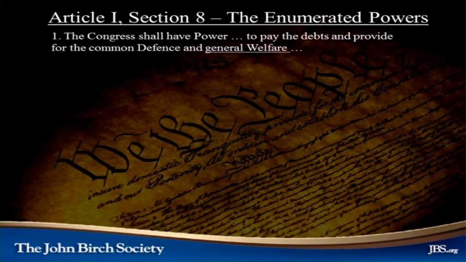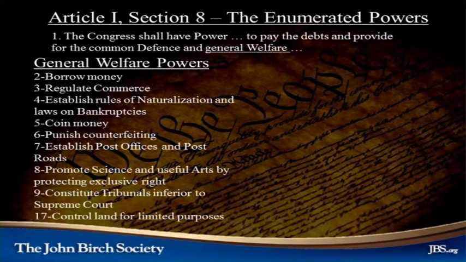It starts off at the top, Clause 1, the very first line in Article 1, Section 8. If you want to follow along, this is on page 17 in your pocket Constitution. It starts off with, the Congress shall have power to pay the debts and provide for the common defense and the general welfare. And then the next 9 clauses: borrow money, regulate commerce, establish rules of naturalization and laws on bankruptcies, coin money, punish counterfeiting, establish post offices, post roads, promote science and useful arts by protecting exclusive rights, that being like patents and that type of thing, constitute tribunals inferior to the Supreme Court, and then you jump all the way to the very end, 17, which is the second to last, which is the power to control land for limited purposes. Those are general welfare powers.